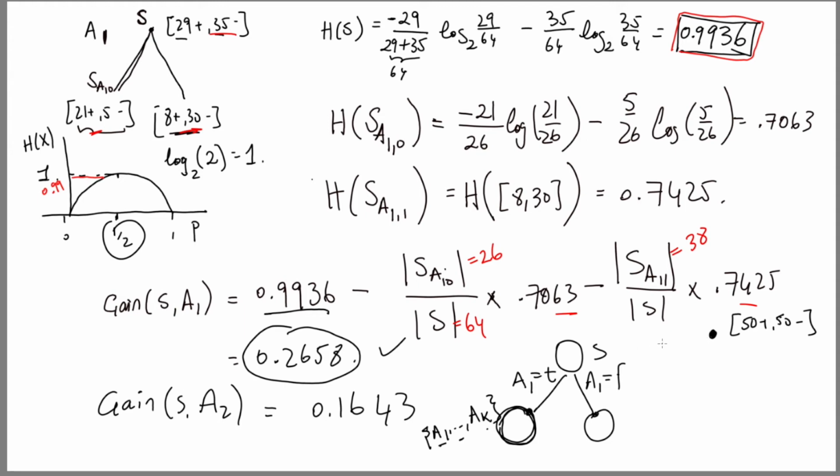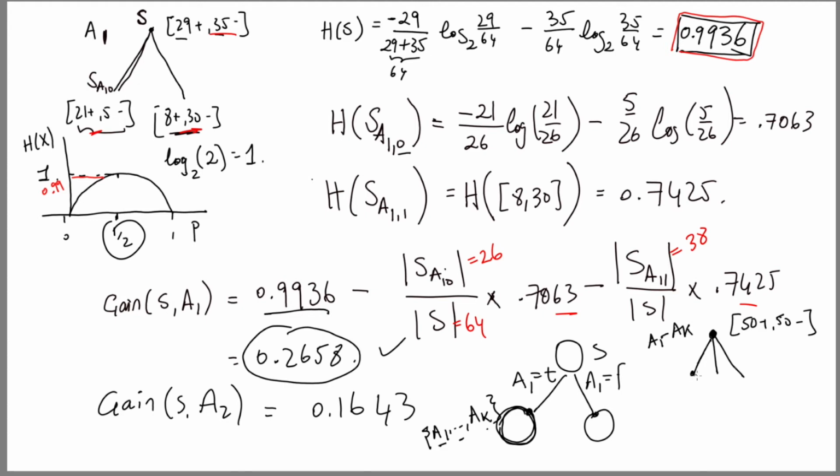Then you look at your attributes A1 to AK, you find the gain of each one, and then you pick one. And by the way, this doesn't have to be a binary thing. You could have a three-valued attribute or a four-valued attribute, whatever. You just compute the gain for each one.